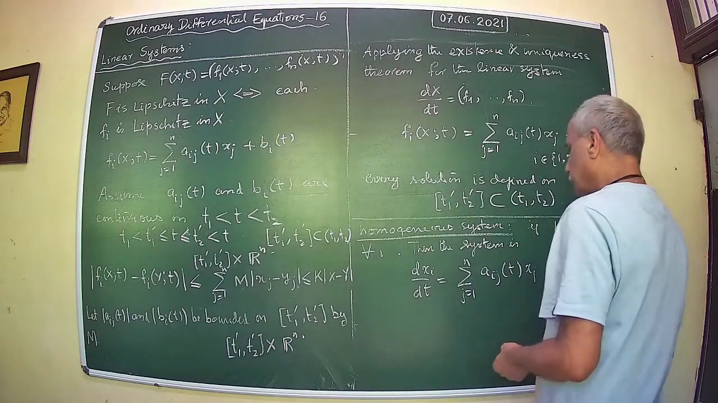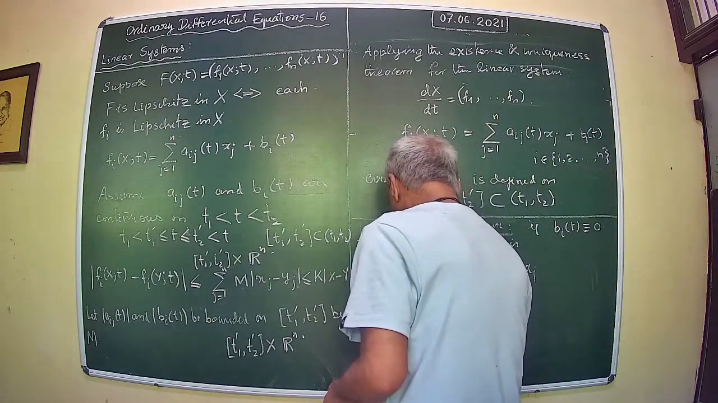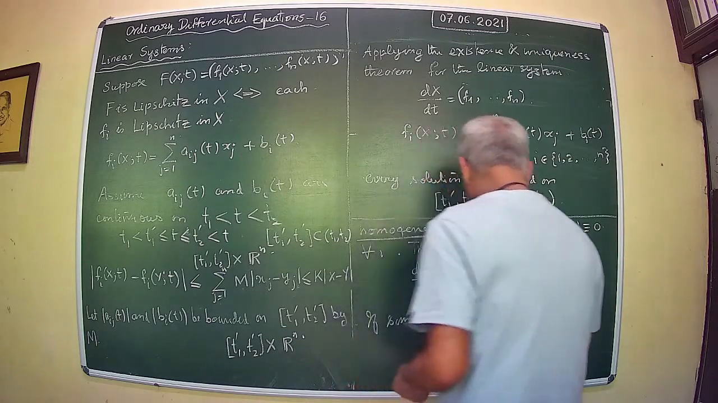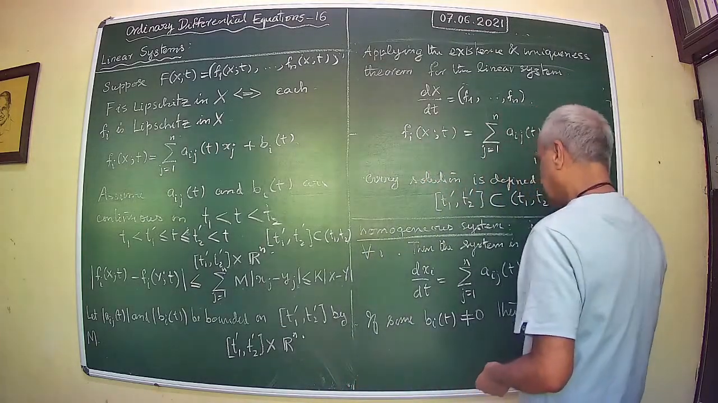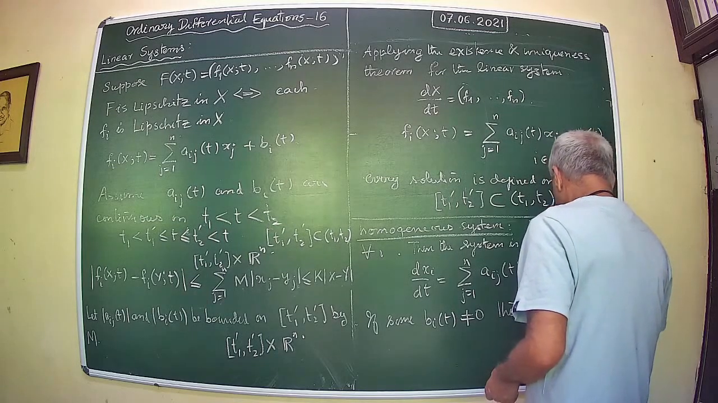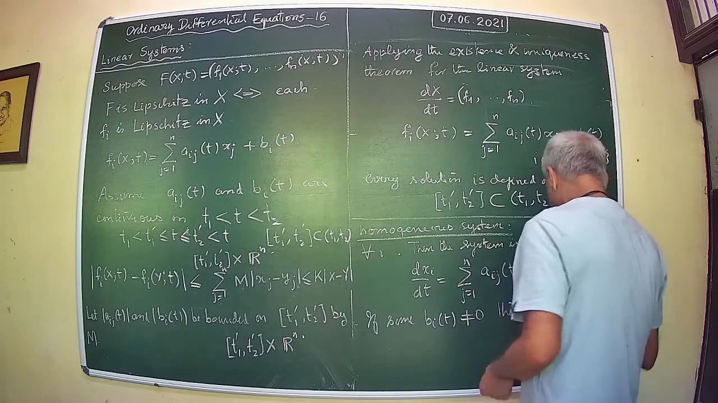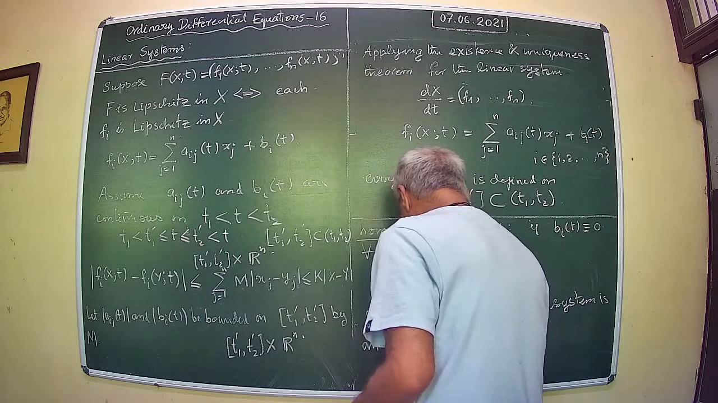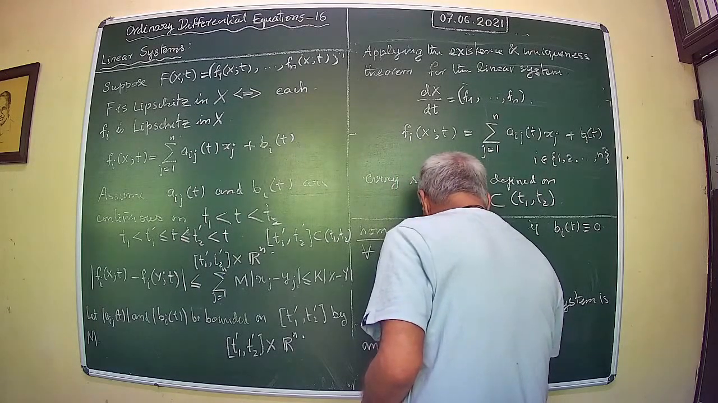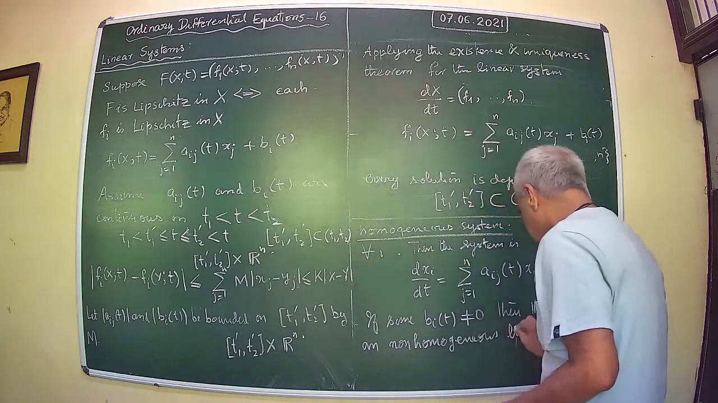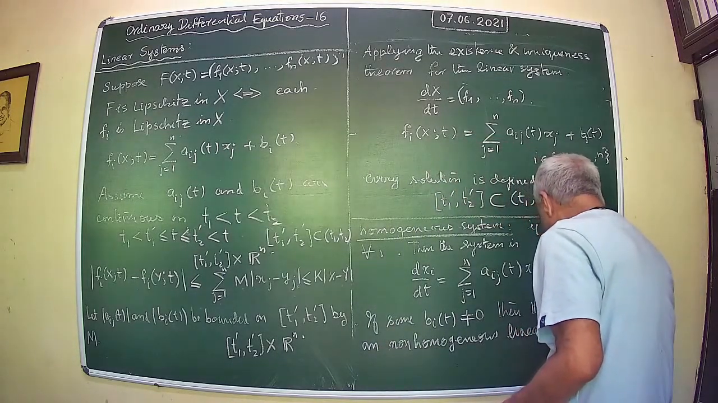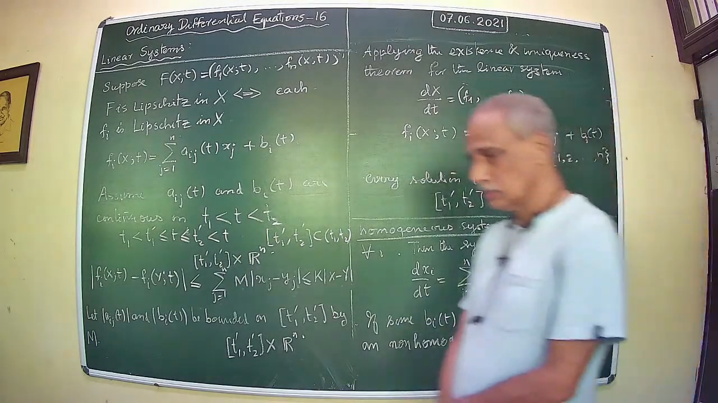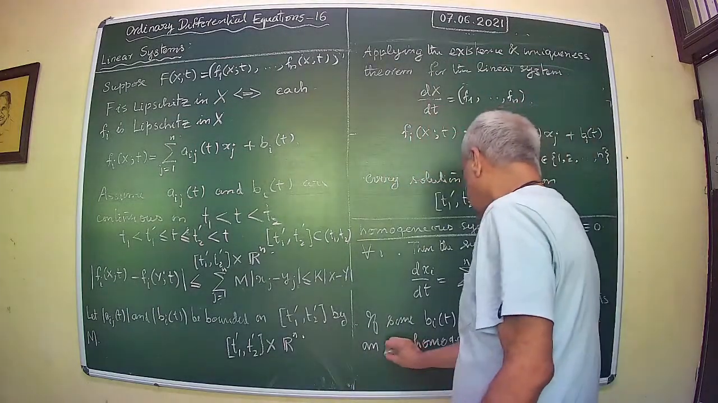The other case: if some b_i is not equal to 0, then the system is a non-homogeneous linear system. So that's about the homogeneous system and the non-homogeneous system.